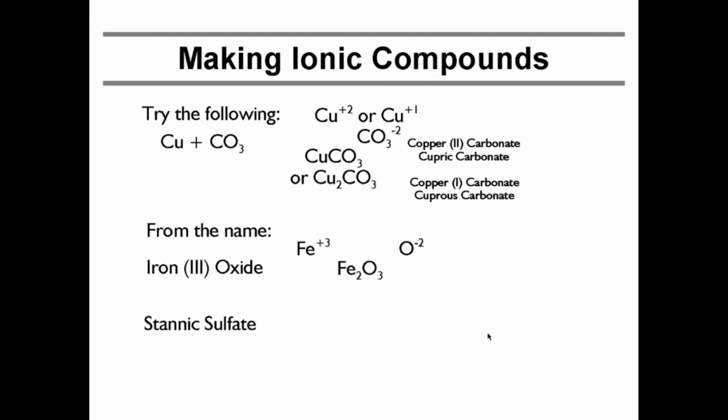Stannic sulfate. Okay, stannic sulfate. What does tin come in as? Stannic would be a +4. How do we know this? Well, sometimes you have to look it up. So it's a +4, and we've got a -2 on the other side. So what you would need to do is Sn(SO4)2, 2 times the sulfate, would be the correct formula.